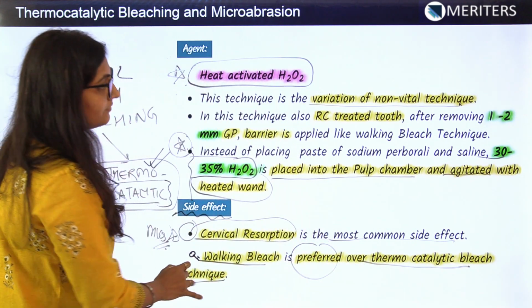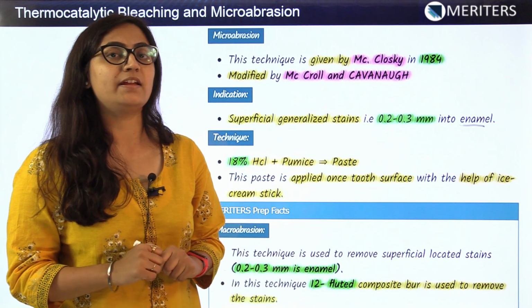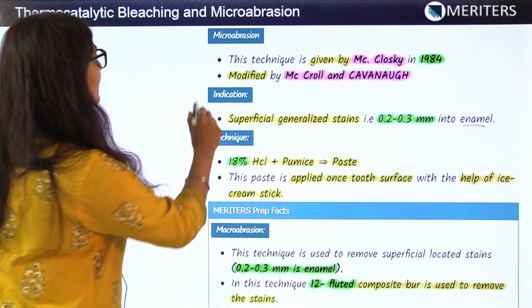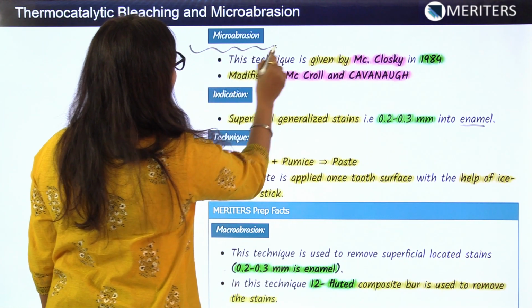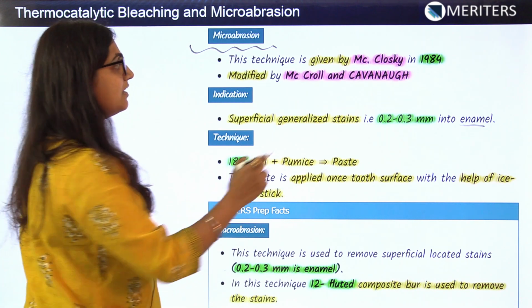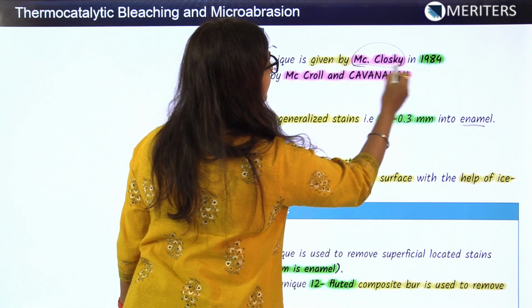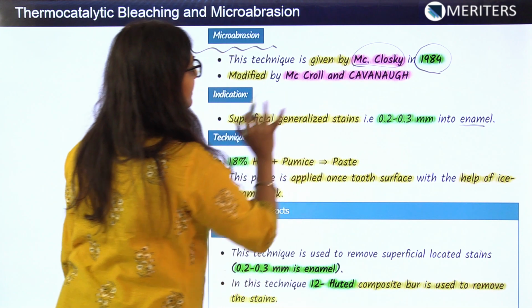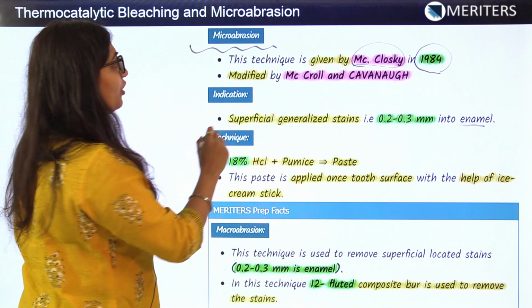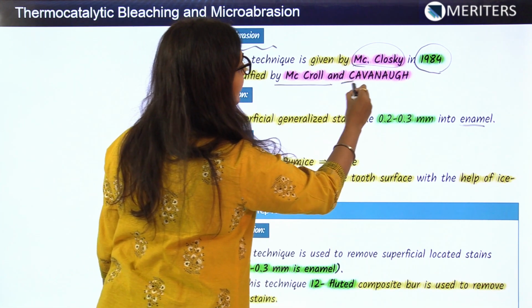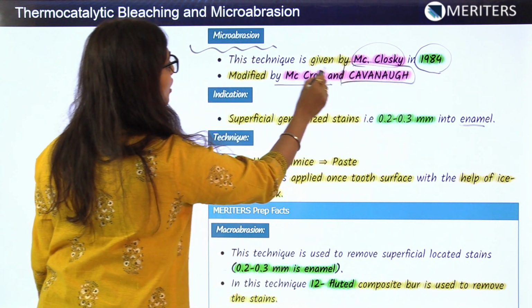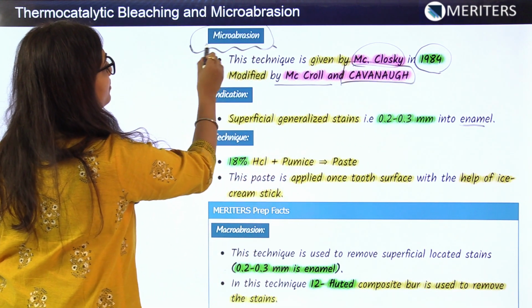technique. The other important technique to remove the discoloration is known as microabrasion. Now this technique was given by the scientist McCloskey in the year 1984. Remember the scientist. It was further modified by McInnes and Croll and Cavanaugh. So these are the scientists involved with the technique of microabrasion.